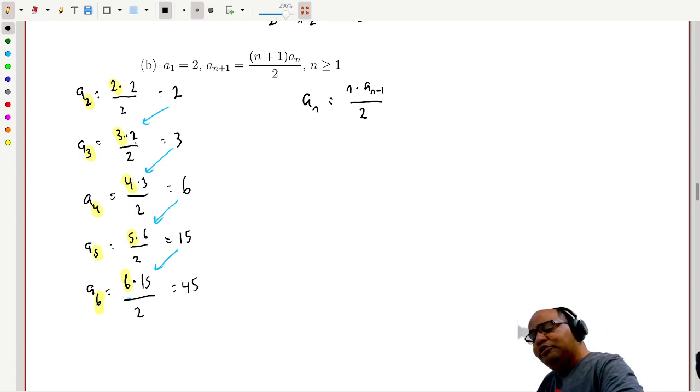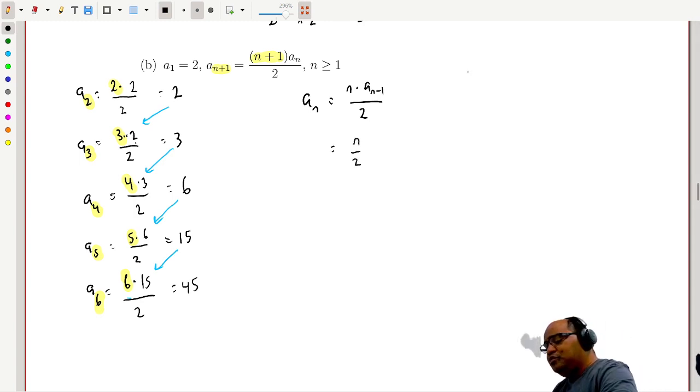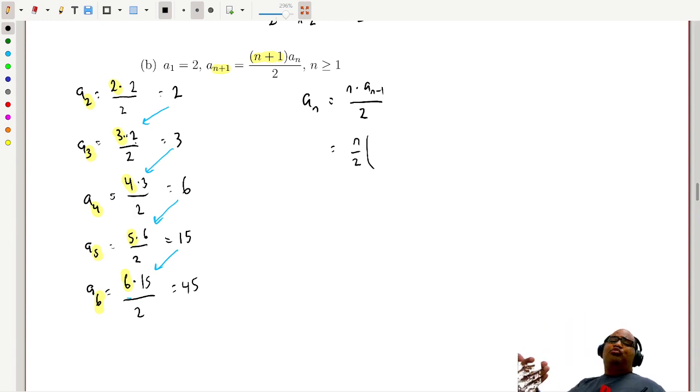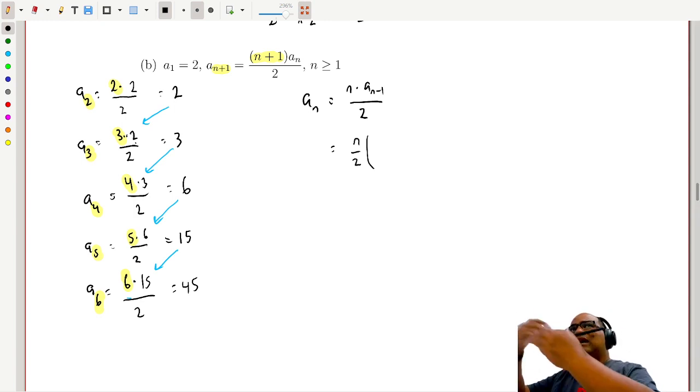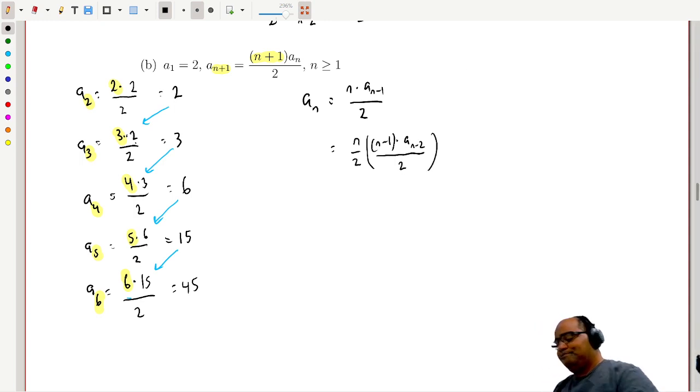Remember, this rule here, let's do the highlighting again. This rule tells me how to get the next term from the previous term. It gives me that relationship. So now what are we going to do next? I'll write this n over 2. And then at a_(n-1), I'm going to go ahead and replace that with what it should be, okay? Okay, so a_(n-1), we take the index, n minus 1, put some parentheses there. Then the previous term, which in this case is a_(n-2) over 2.